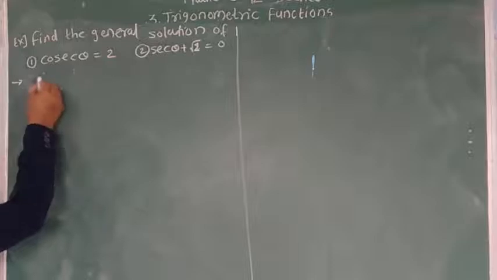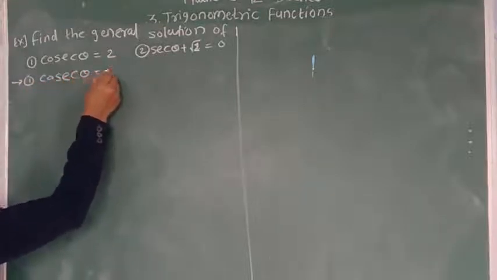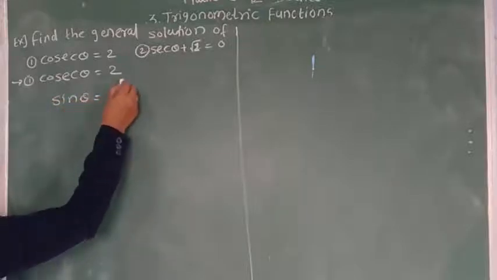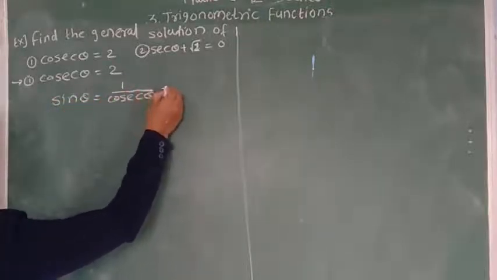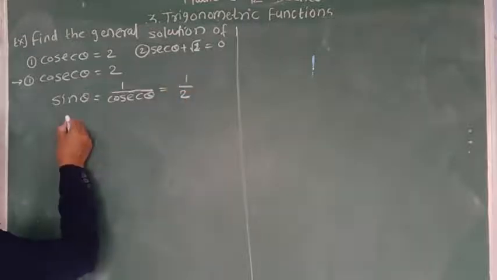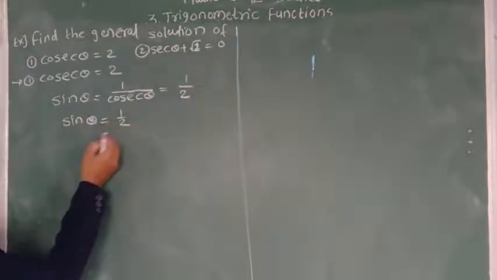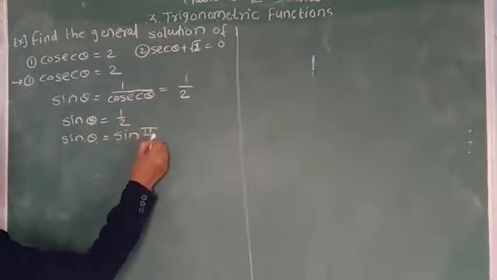So cosec theta is equal to 2. First we will solve cosec theta is equal to 2, which means sin theta is equal to 1 upon cosec theta, which is equal to 1 upon 2. So sin theta is equal to 1 by 2. So sin theta is equal to sine of 30 degrees, which means pi by 6.